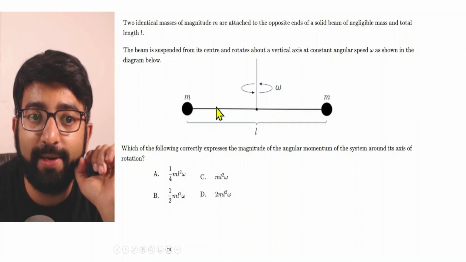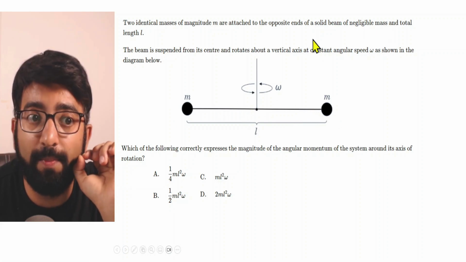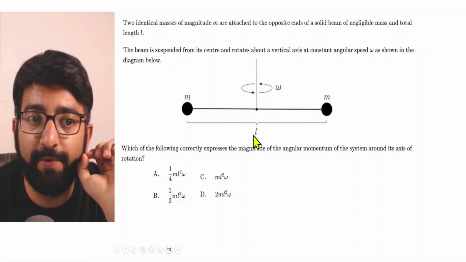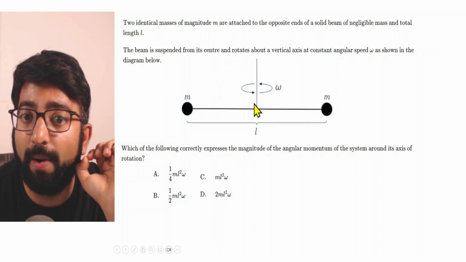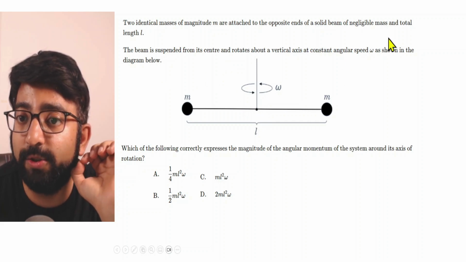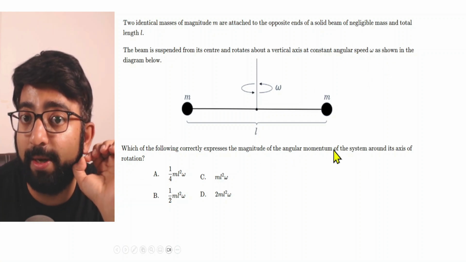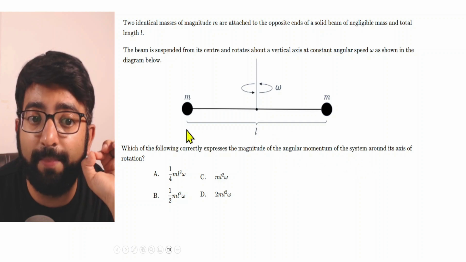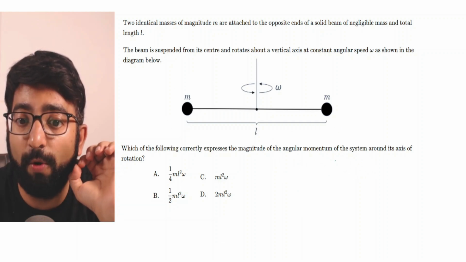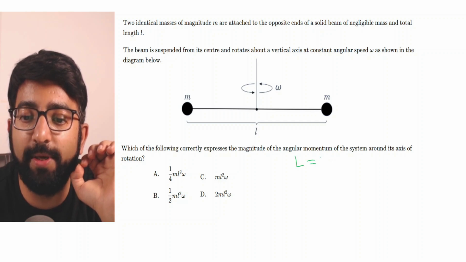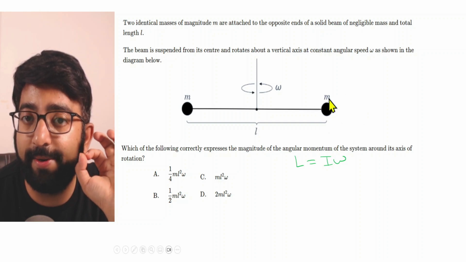Here we have two identical masses m attached to opposite ends of a beam of negligible mass, total length L, as shown in the figure. The beam is suspended from its center and it rotates about this vertical axis. Angular speed is omega. And we are supposed to find the magnitude of angular momentum of the system. The system, remember, is made up of two objects, masses m. Let's start with the formula for angular momentum. L is equal to I into omega. So let's start with this m on the right hand side.